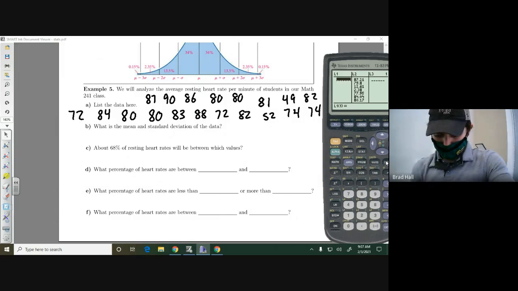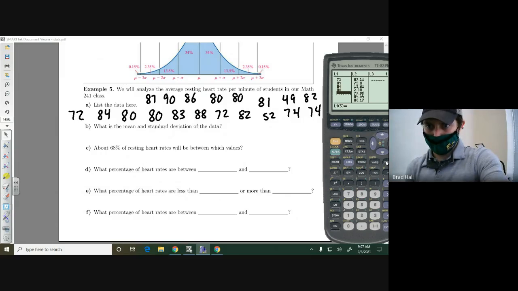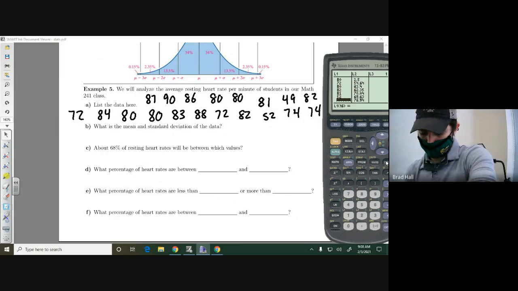Okay, where am I at here? 2, 4, 87. 3, 6, 8, 2, 2, 2, 49, 2, okay, we have 19 values, it looks like. Cool.